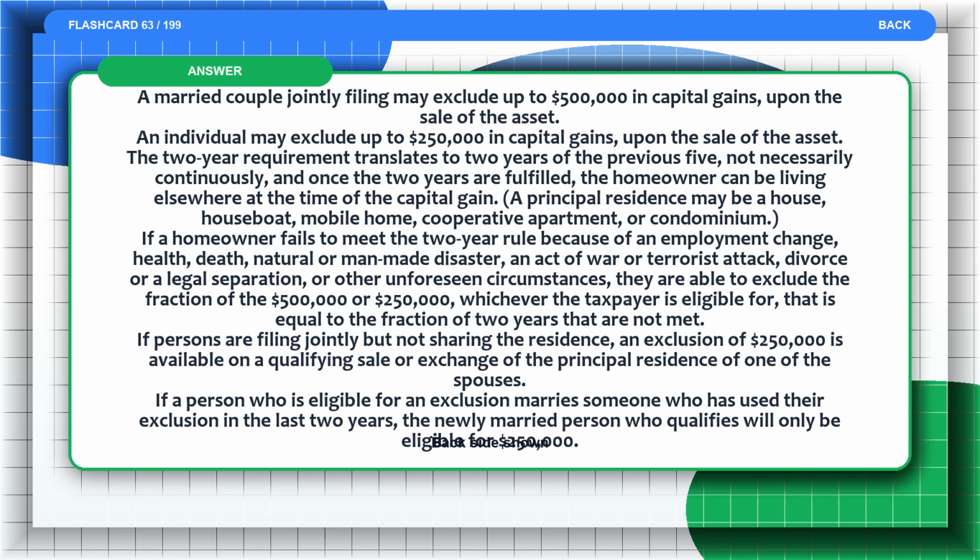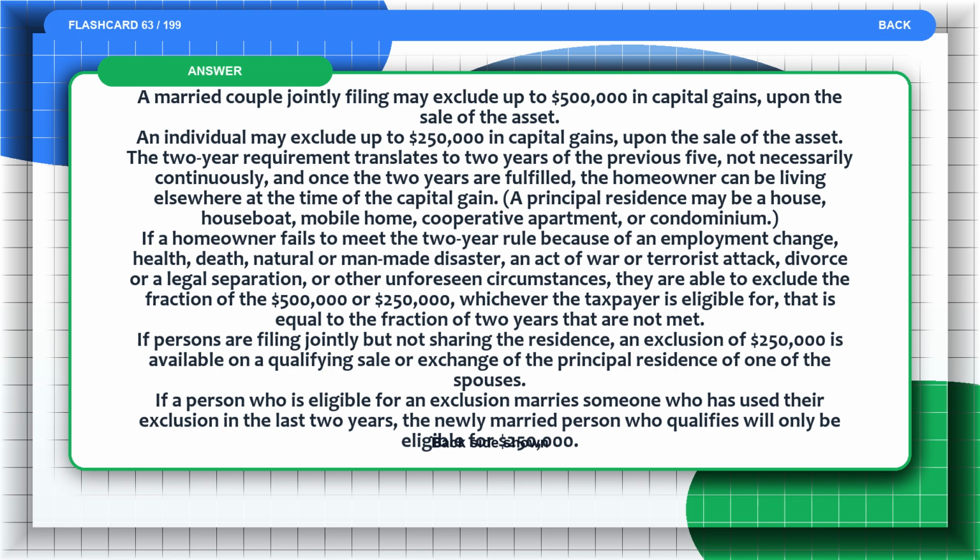A principal residence may be a house, houseboat, mobile home, cooperative apartment, or condominium. If a homeowner fails to meet the 2-year rule because of an employment change, health, death, natural or man-made disaster, an act of war or terrorist attack, divorce or legal separation, or other unforeseen circumstances, they are able to exclude the fraction of the $500,000 or $250,000, whichever the taxpayer is eligible for, that is equal to the fraction of 2 years that are not met.